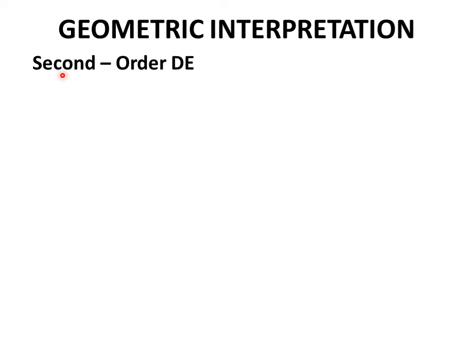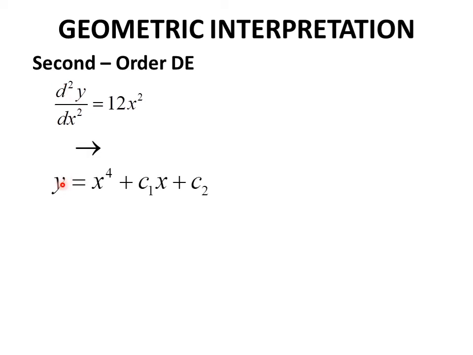Now, let's say we are given the second order differential equation d squared y over dx squared is equal to 12x squared. Since we have here the second derivative, we have to integrate this differential equation twice in order to get the solution y is equal to x to the 4 plus c1x plus c2. Again, take note that for a second order differential equation, the solution involves two constants, c1 and c2.